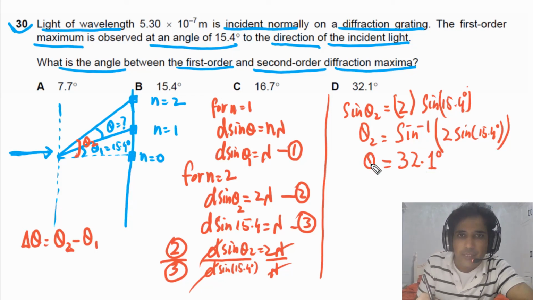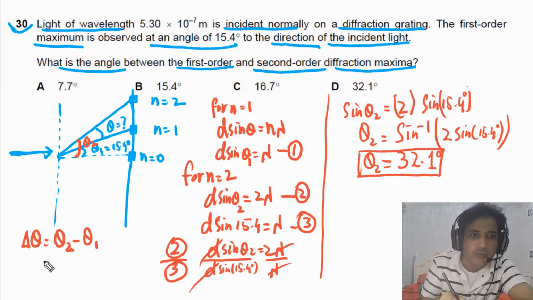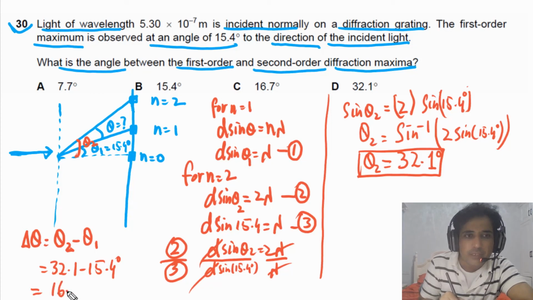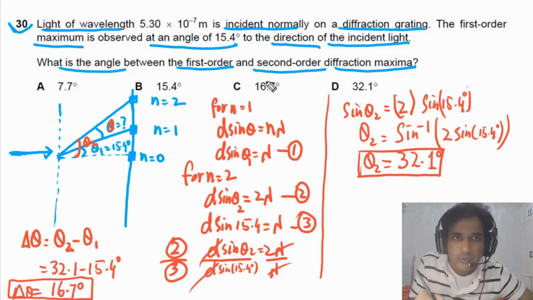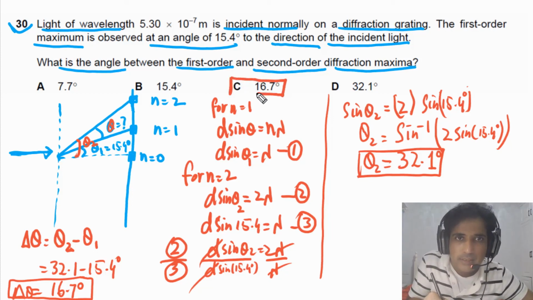So we have the value of theta 2. We need to find the difference between these two. We can write 32.1 minus 15.4 degrees. If we solve this, our final answer will be 16.7 degrees. This is the angle between the first order and the second order, this angle. We have found the value of this angle. So the answer for this question is C, 16.7 degrees.